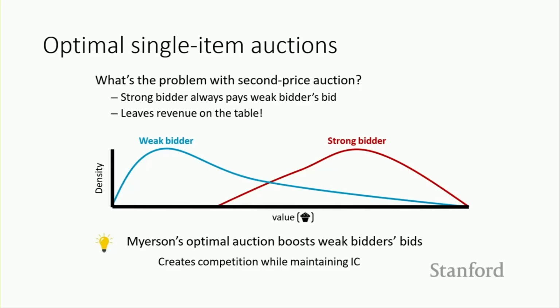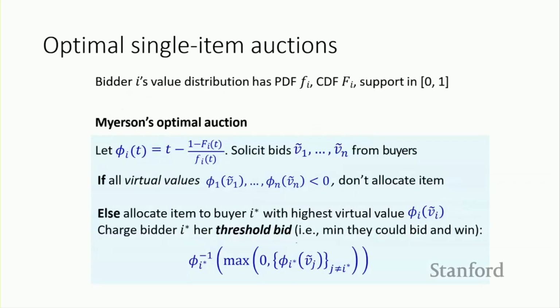And so Myerson suggested an alternative strategy and then showed that this keeps IC, but also maximizes revenue. So it's a relatively simple idea. In a distributional setting, let's assume that bidder i's value has a distribution with a certain PDF, call it f, say supported on [0, 1]. So we just normalize so that the values are between 0 and 1.